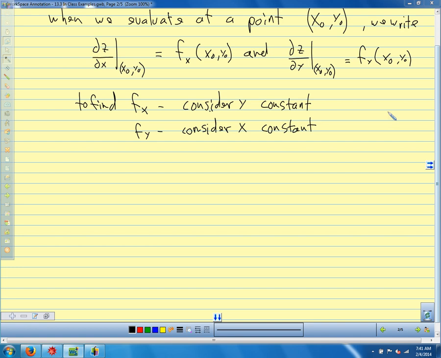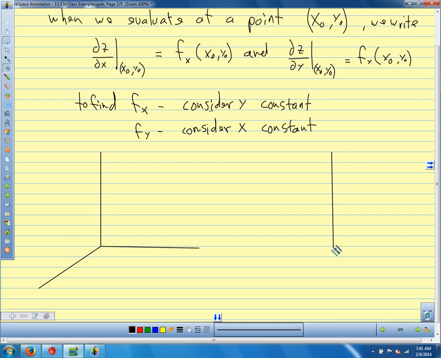So what this means graphically. I always like to bring this back to what we're talking about graphically, what we're talking about geometrically, what's happening with our surface. So I'll draw a couple of coordinate systems and a couple of surfaces, and we'll show what we're talking about with these two partial derivatives, what they're telling us about the surface.